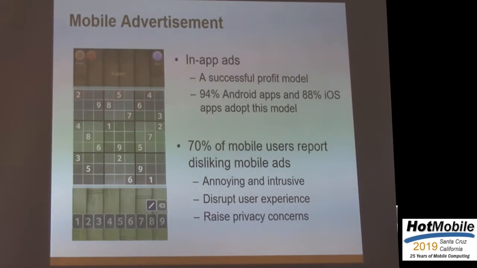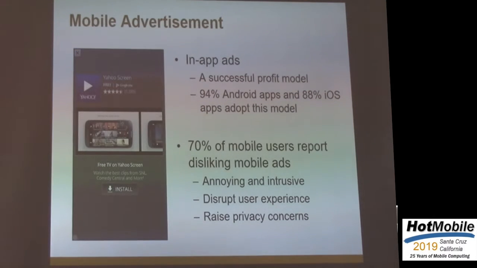But 70% of mobile users also reported disliking mobile advertisement, because some of the advertisements are provided as full screen advertisements. Even nowadays, some advertisements are video-based, so they are annoying, intrusive, and disrupt user experiences. So we started thinking about whether there is a way to provide an ad-free experience to mobile users while providing mobile developers with an appropriate amount of profit.